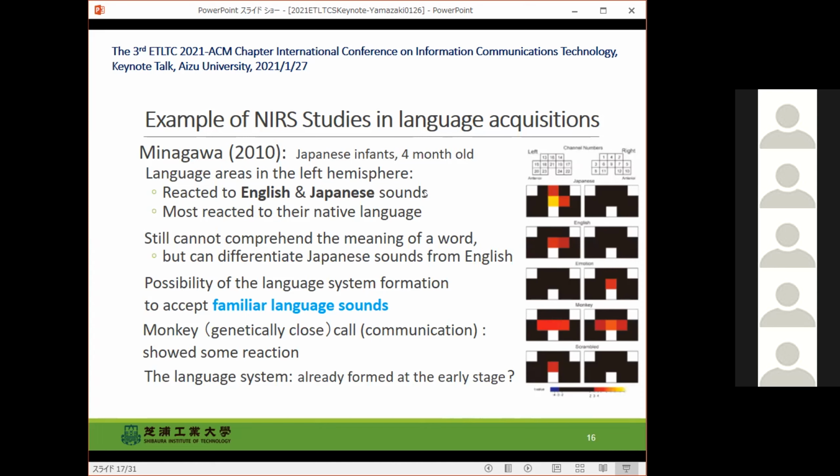She found that when these babies listened to Japanese sound, their language area was more activated than with English. And for the emotion, this is very interesting, because when they listened to monkey calls with emotion, their language area was activated, and also emotional areas.